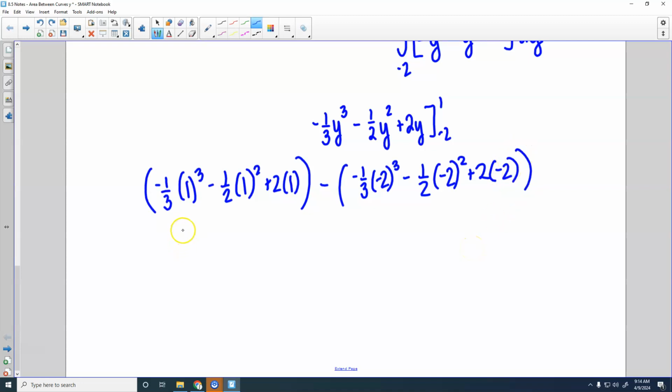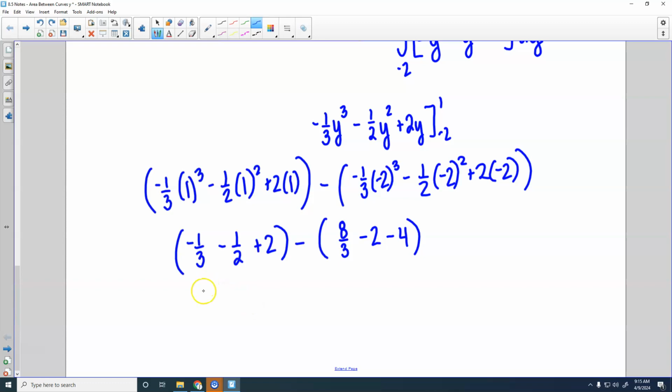And so this is going to be -1/3 minus 1/2 plus 2. And -2 to the third is -8 times -1/3 is going to give me a +8/3 right there. This is going to be a +4 times a -1/2, which will give me a -2. And that'll be a -4. And so that's going to be negative 1/3 minus 1/2 plus 2 minus 8/3 plus 2 plus 4.